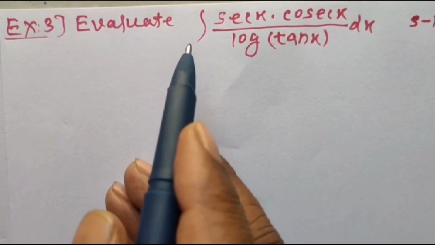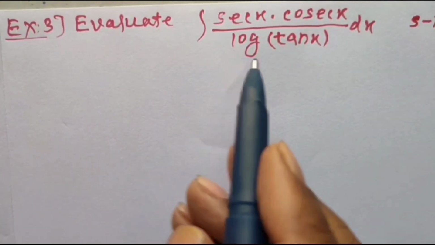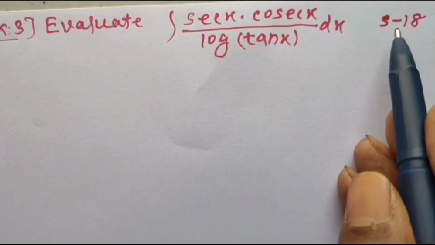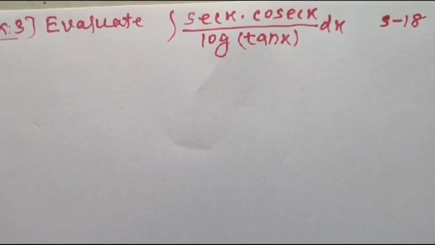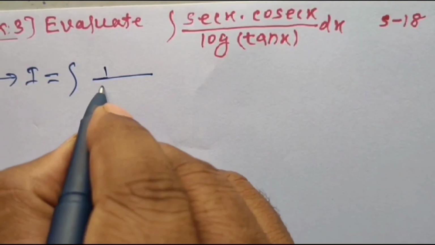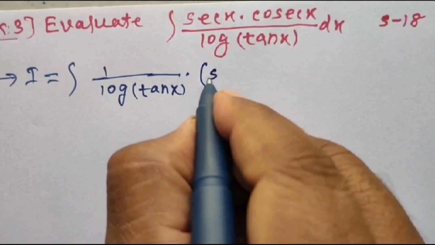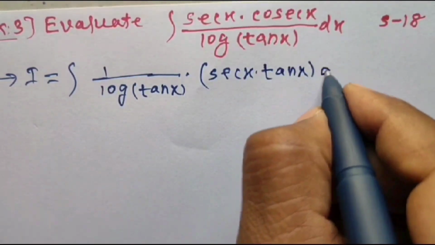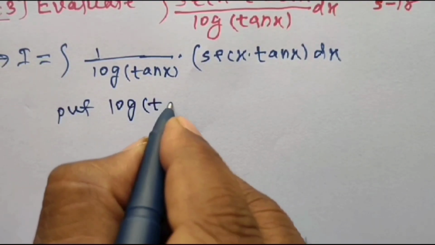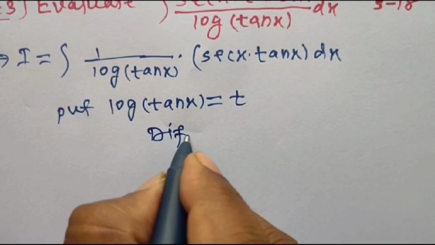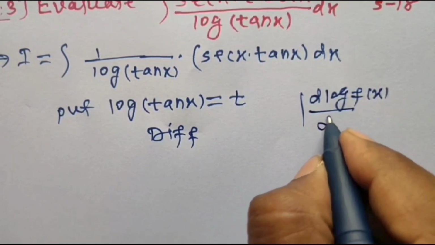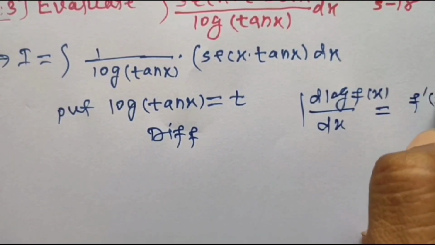Evaluate the integral of sec x into cosec x divided by log of tan x with respect to x, and this sum appeared in summer 2018 for 4 marks. So we can write I is equal to the integral of 1 upon log of tan x into sec x into tan x with respect to x. Now we have to substitute here log of tan x is equal to t. Differentiate this. You know the derivative of log f of x with respect to x is equal to f dash x upon f of x.